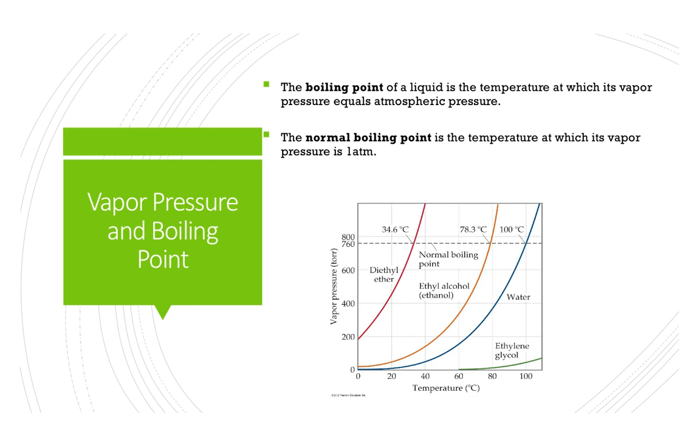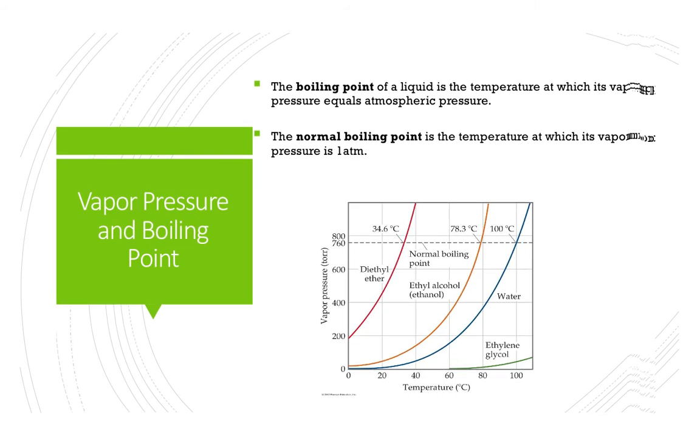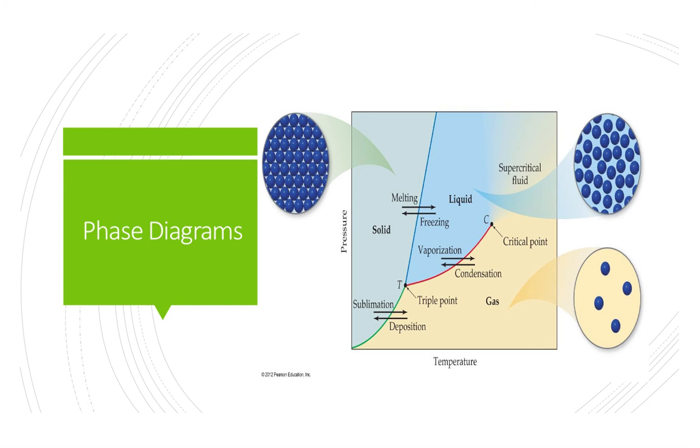Okay. The normal boiling point is the temperature at which its vapor pressure is 1 atmosphere. So basically the normal boiling point is the boiling point at standard pressure. Okay. So the last piece of this that we need to talk just a little bit about is phase diagrams, because we've just learned that external pressure helps us dictate when something is going to change state. We also know that temperature is going to dictate that as well, because that changes the vapor pressure.